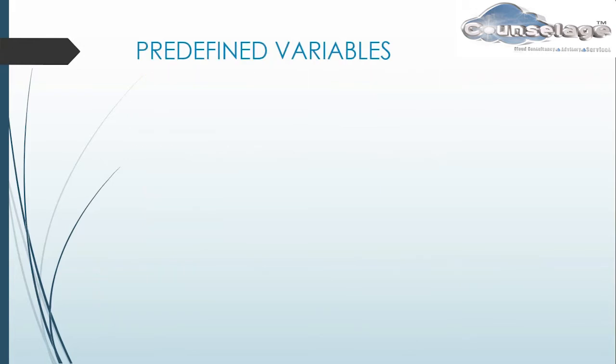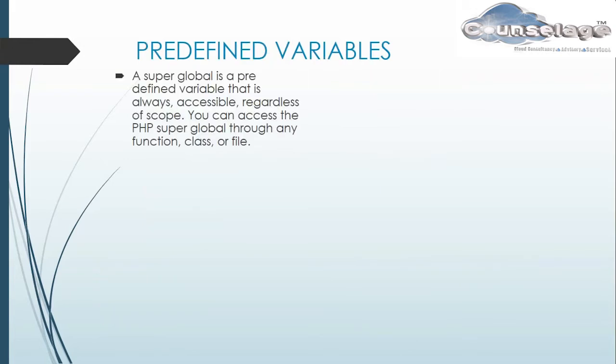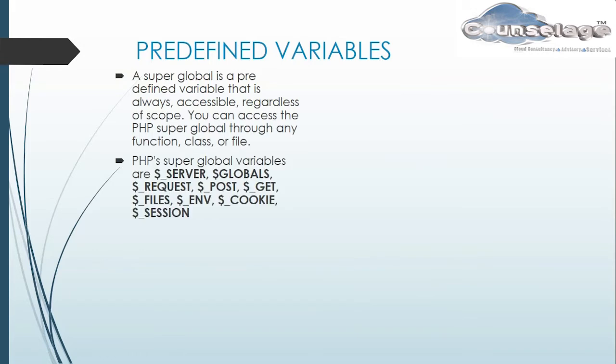Now comes predefined variables. A superglobal is a predefined variable that is always accessible regardless of scope. You can access the PHP superglobal through any function, class or file. PHP's superglobal variables are $_SERVER, $GLOBALS, $_REQUEST, $_POST, $_GET, $_FILES, $_ENV, $_COOKIE, $_SESSION.